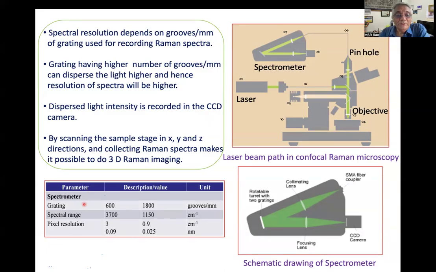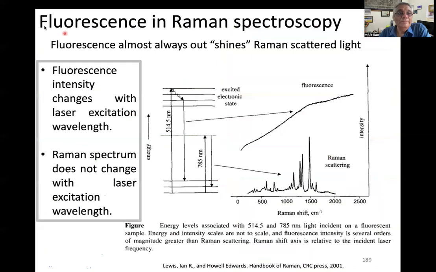Gratings are used with varying spectral ranges. You can see here from 3,700 to 1150 centimeter inverse. Today's Raman spectrometers are using extremely high pixel resolution. That's why the Raman mapping process is that much more powerful.